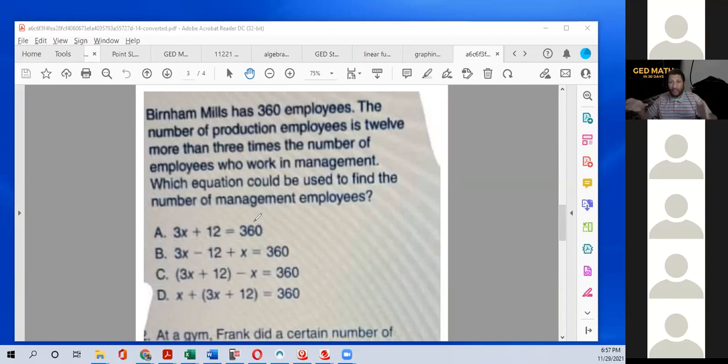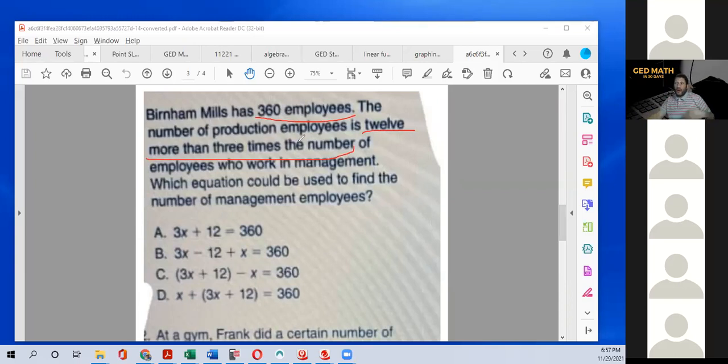First of all, take a deep breath. The first thing I want you to do for every problem is ascertain what they're giving you. So what are they giving me in this problem? Well, we know it's 360 employees. What else do we know? The production employees is 12 more than 3 times the number who work in management.